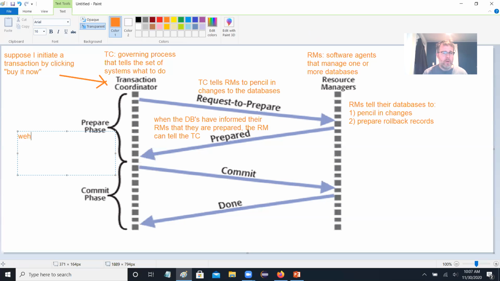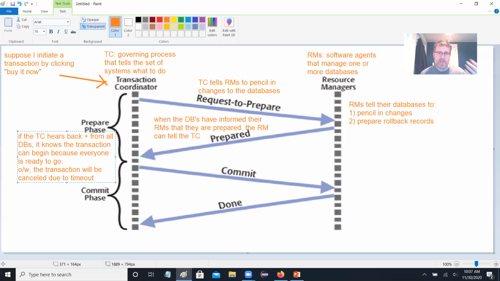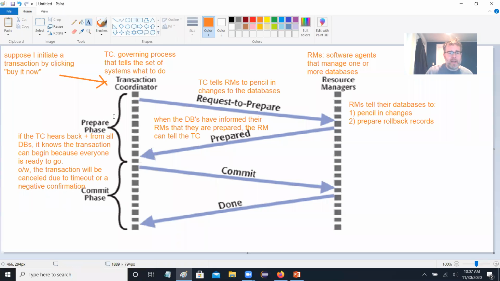So at this point, if the TC hears back positively, I'm going to put in plus from all databases. Let me just do that. When it hears back positively from all databases, it knows the transaction can begin because everyone is ready to go. Okay. Otherwise, the transaction will be canceled due to timeout. Basically, the transaction coordinator has been waiting for a long time. It doesn't hear back, or a negative confirmation. People say, nope, we couldn't do this for whatever reason. But typically, it's going to happen due to a timeout.